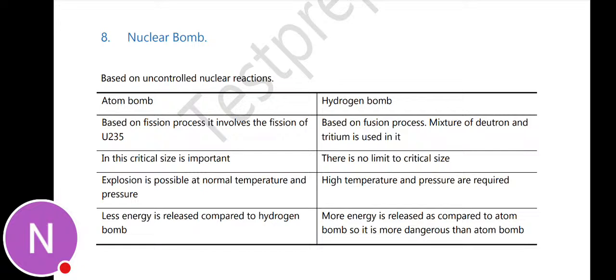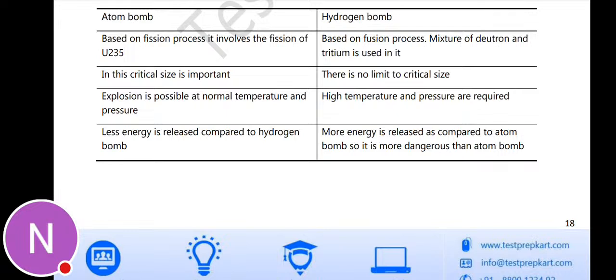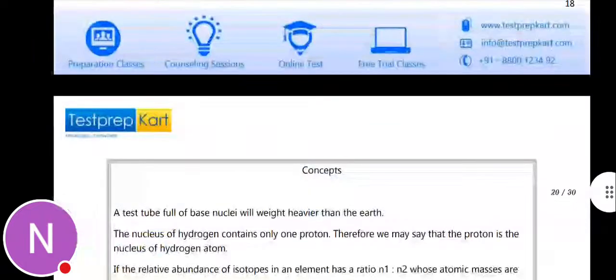In the atom bomb, critical size is important, but in the hydrogen bomb there is no limit of critical size. In the atom bomb, explosion is possible at normal temperature and pressure, but in the hydrogen bomb, high temperature and pressure are required. In the atom bomb, less energy is released compared to the hydrogen bomb, but in the hydrogen bomb, more energy is released as compared to the atom bomb. The hydrogen bomb is more dangerous than the atom bomb.